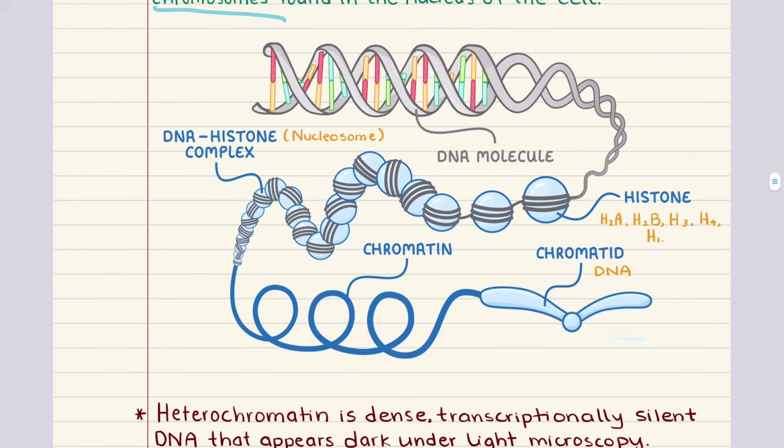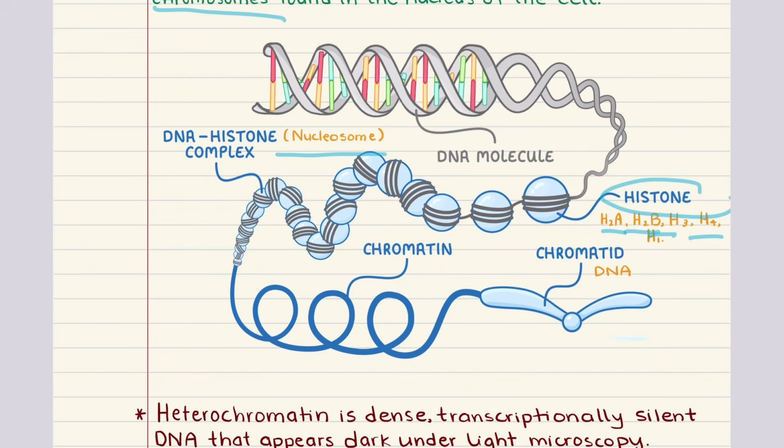The first level of DNA organization involves histone proteins. These are small, positively charged proteins that help DNA wrap tightly without tangling. DNA winds around a core that's made of 8 histone subunits, 2 copies of H2A, 2 copies of H2B, H3, and H4, and they form a structure called a nucleosome.